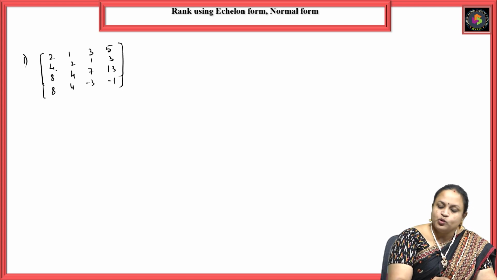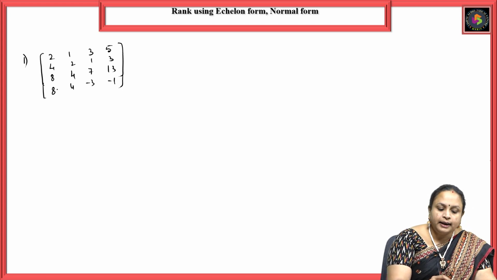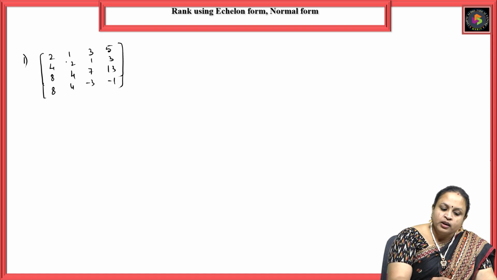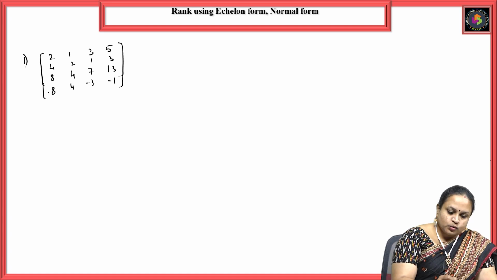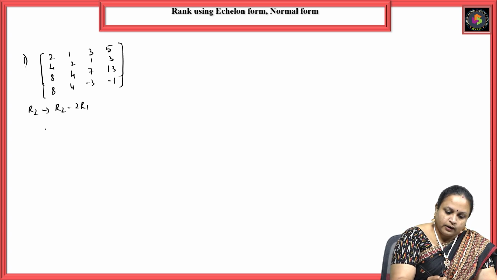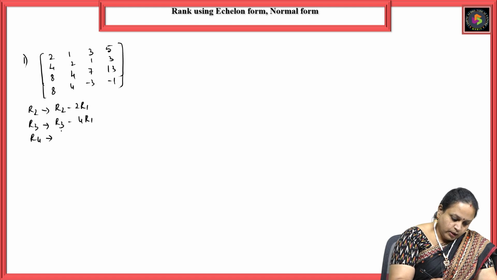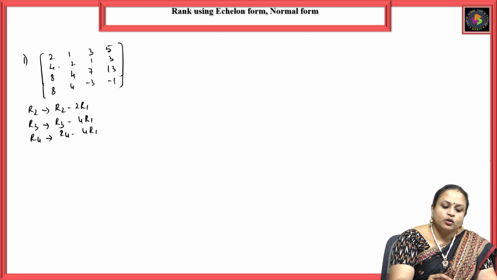Now let us make the 4, 8 and 8 in the first column zero, using the first row. So R2 becomes R2 minus 2R1, R3 becomes R3 minus 4R1, and R4 becomes R4 minus 4R1. Because we have 4 here, 4 minus 4 is 0, and 8 minus 8 is 0, and 8 minus 8 is 0. So in order to make this, we are using these row operations.